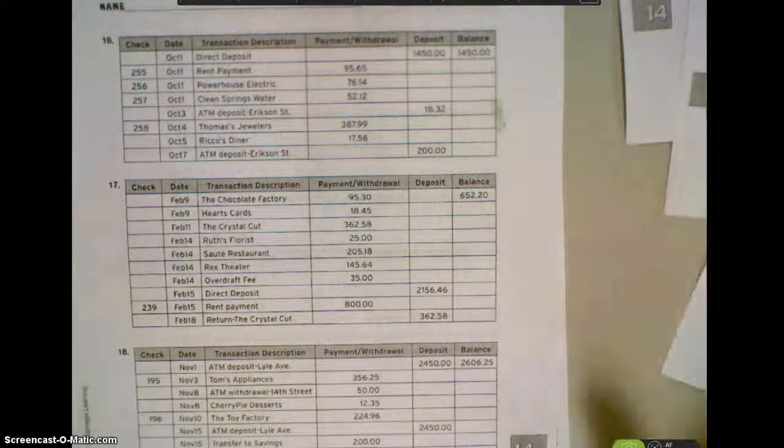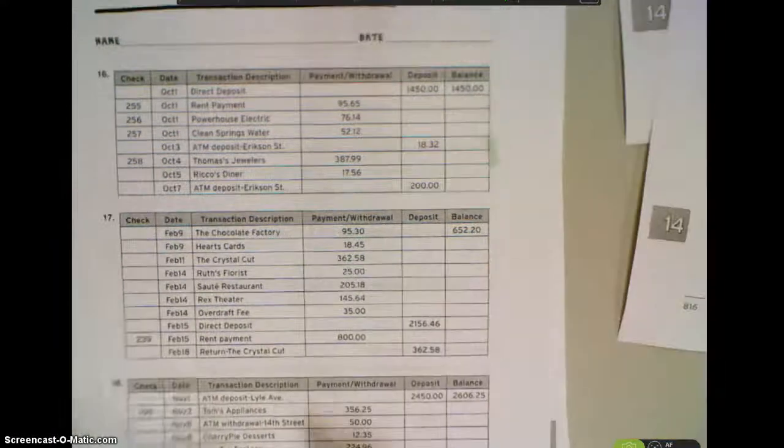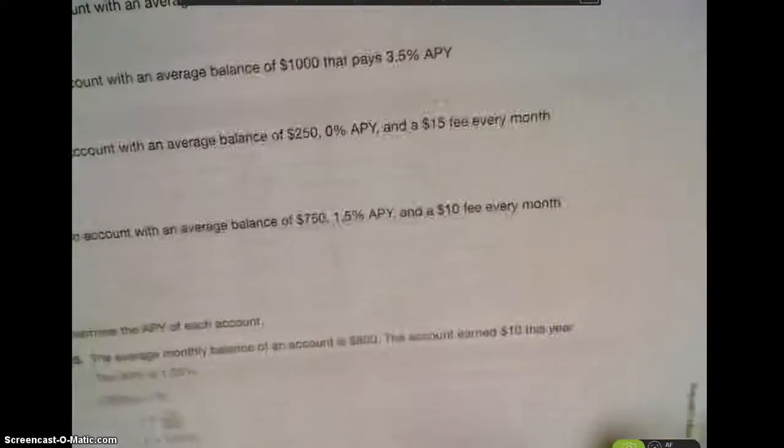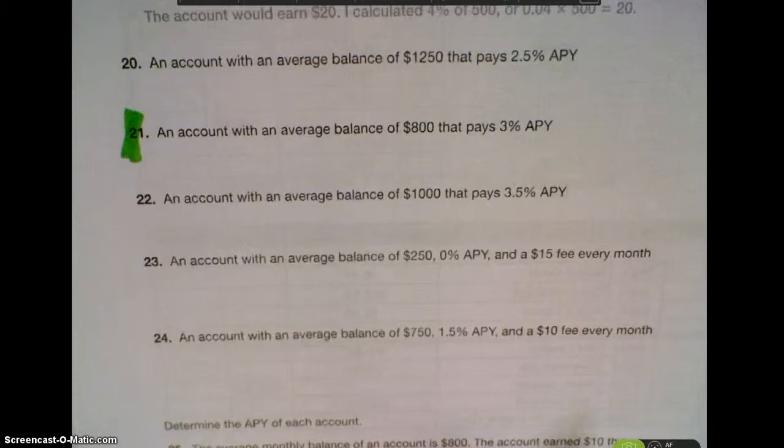If you guys want, in your textbook there are more practice problems if you go to your online textbook, so that can help. Let's look at APY, which is annual percentage yield. So we're going to do number 21, which says an account with an average balance of $800 that pays 3% APY. So we are going to figure out how much APY we would get on that.